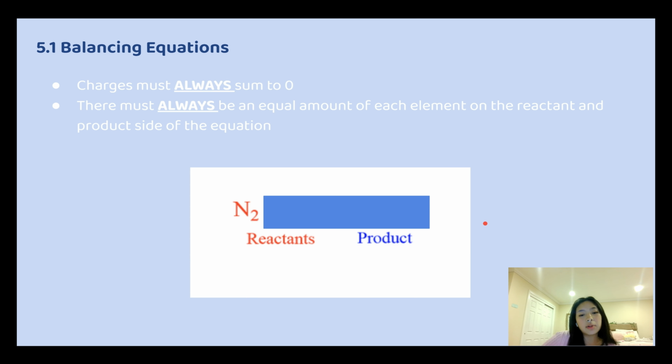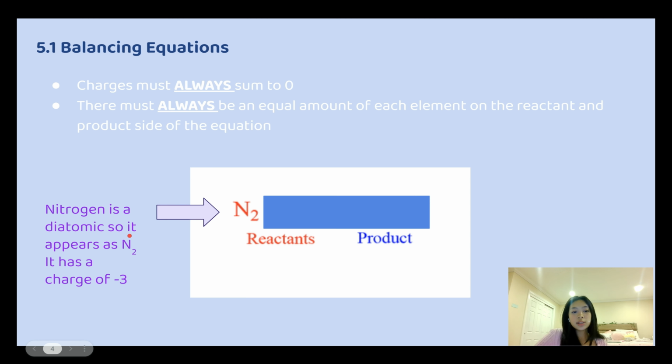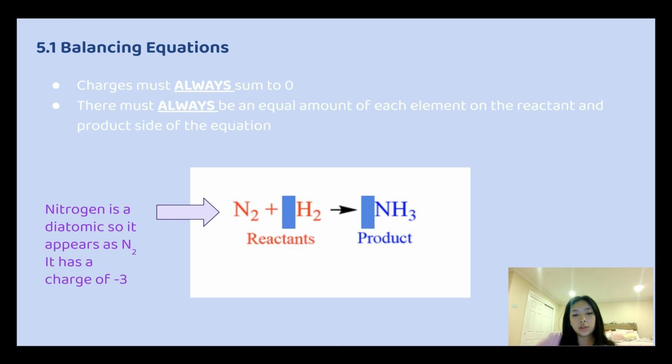So let's look at this problem. On the reactant side, we're given nitrogen. That's just going to be N2 because nitrogen is a diatomic molecule, right? So yeah, nitrogen is diatomic, so it appears as N2. And also remember that nitrogen has a charge of -3. Okay, so we're told that nitrogen reacts with hydrogen to form ammonia. Remember, this is ammonia. Hydrogen is also a diatomic molecule, so it's going to appear as H2.